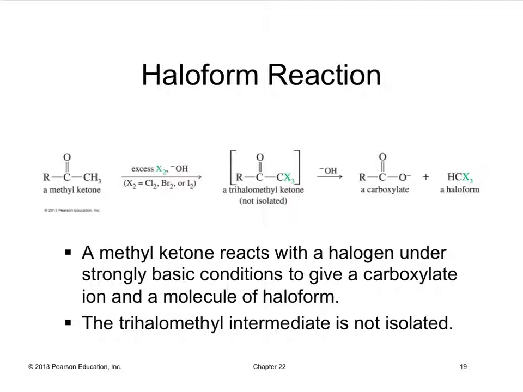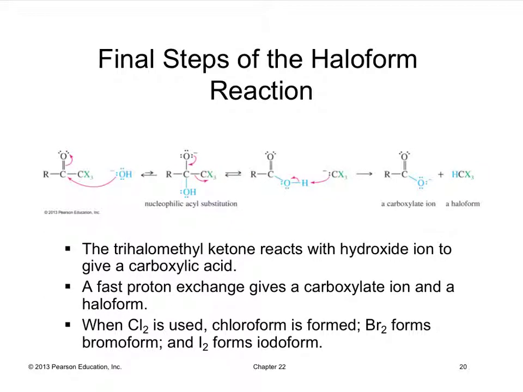Haloform reaction. A methyl ketone reacts with halogen under strongly basic conditions to give the carboxylate ion and a molecule of a haloform, which is shown here. The trihalomethyl intermediate, shown here, is not isolated. And the mechanism is as such: the OH minus base will attack, electrons go to the oxygen, forming the tetrahedral intermediate, electrons come down, and this will leave. And then you have formed the acid. Now the CX3 minus will deprotonate, so you have a carboxylate ion and a haloform.